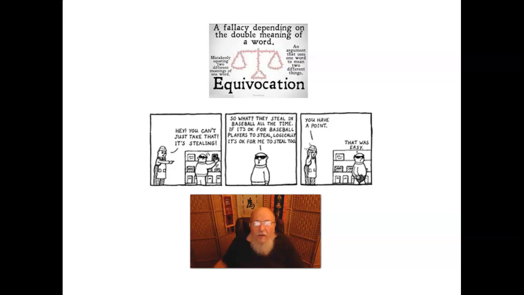But we also use this pretest because of a more common error that occurs in making arguments, which is called the fallacy of equivocation. If you'll note here, a fallacy depending on the double meaning of a word, mistakenly equating 2 different meanings of one word, so that there's an argument that uses one word to mean 2 different things.